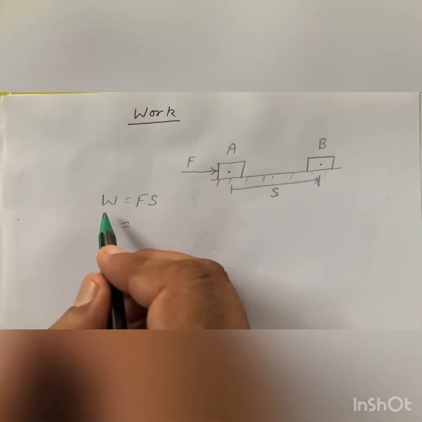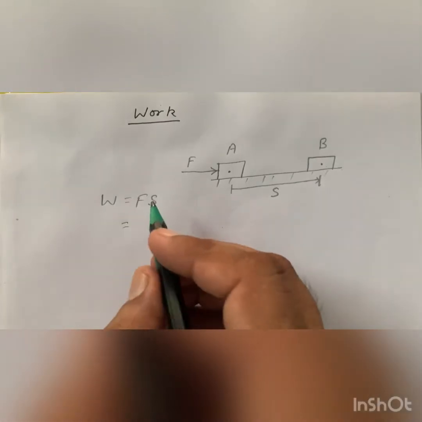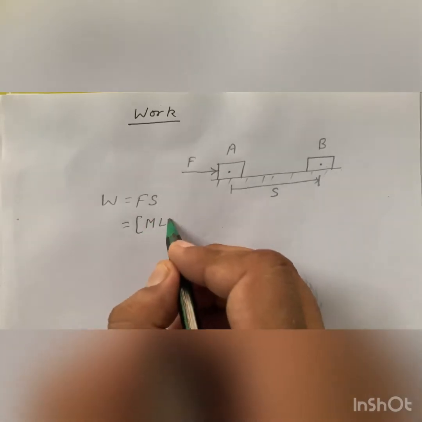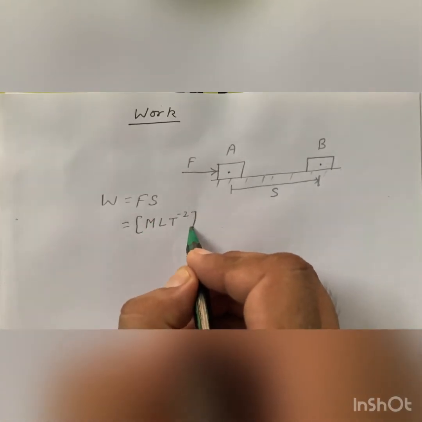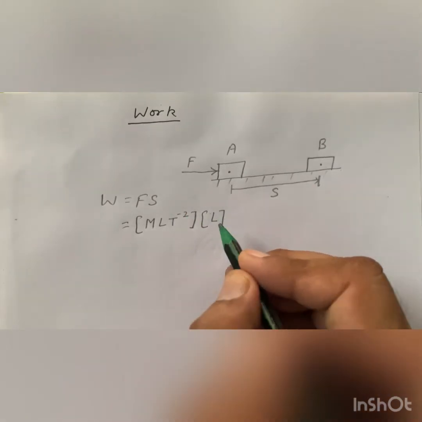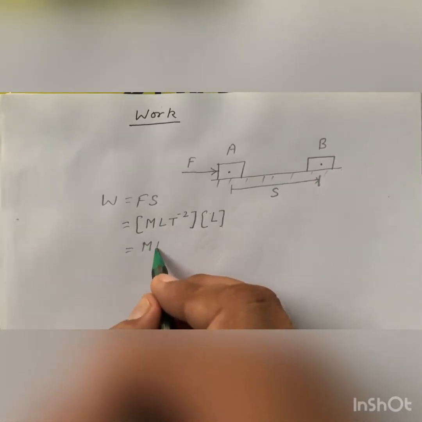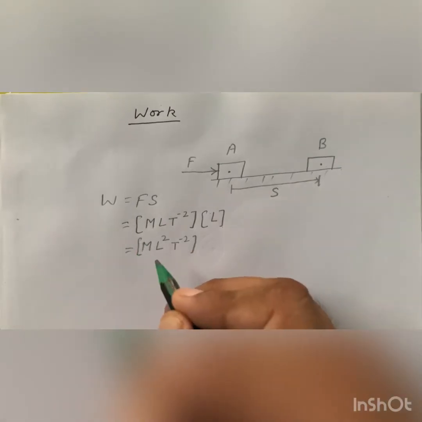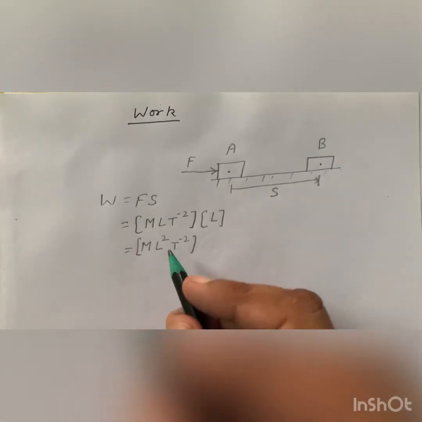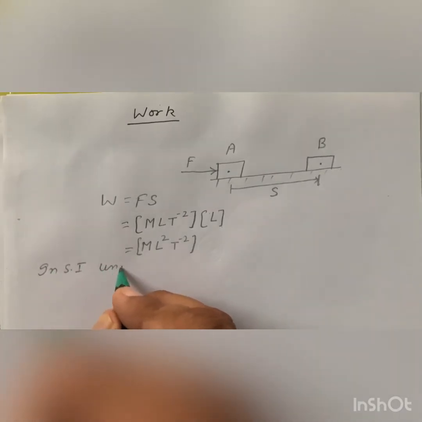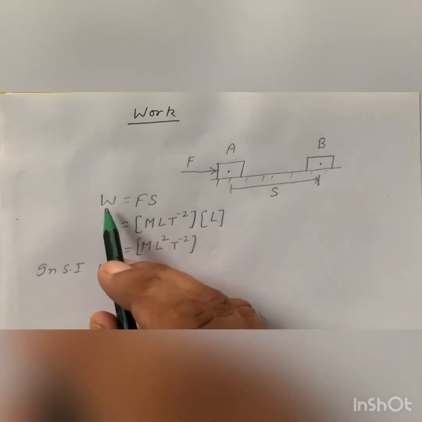Now, dimensional formula of work. We know the dimensional formula of force is MLT^-2 and displacement is L. So we have ML^2T^-2. This is the dimensional formula of work. In SI, the unit of work is joule.